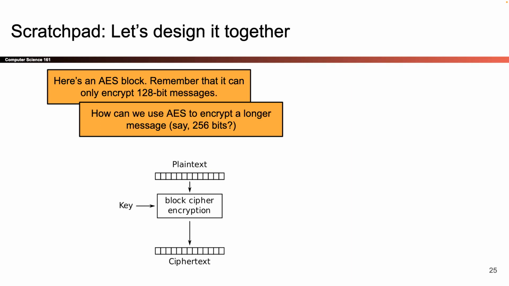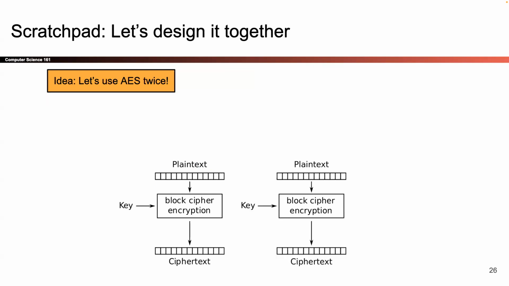My message is 256 bits, and one of these things encrypts 128 bits. You know what? I'm just going to pull out a second block cipher. Now maybe I can use this to encrypt 256-bit messages. So how would I do that?